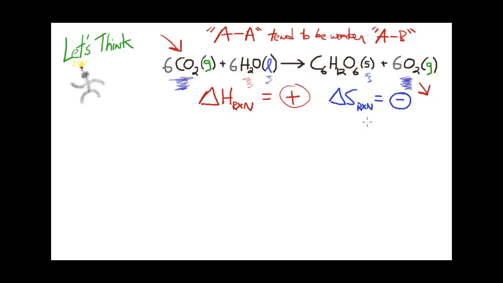It goes down in entropy due to the formation of a solid, as well as due to the reduction in complexity of the gases formed on the product side. Okay, so there's that reaction. We predicted it to be energetically unfavored and entropically unfavored, and we can say with certainty then that this process will be unfavored overall. Now let's look at a couple other reactions and apply the thinking.